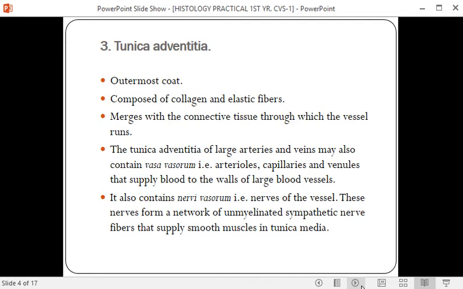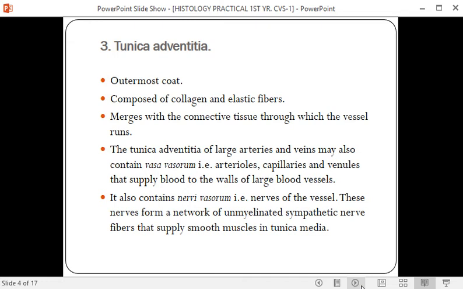Then is the third layer or the third coat, the outermost coat, tunica adventitia. It is composed of collagen and elastic fibers. It merges with the connective tissue through which the vessel runs. Tunica adventitia of large arteries and veins may also contain vasa vasorum and nervi vasorum.